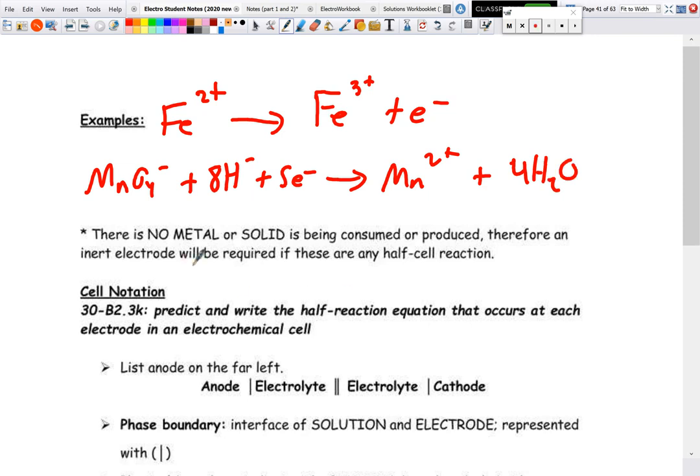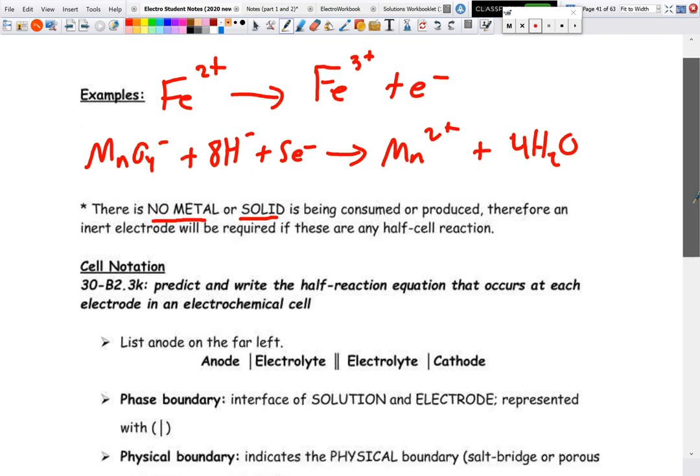So even this example right here, there is no metal or no solid being consumed or produced. Therefore, we will need to use what we call an inert electrode if we want to use this as my reducing agent, or if this is my oxidizing agent, we would need to use these inert electrodes if these were part of our half cell.